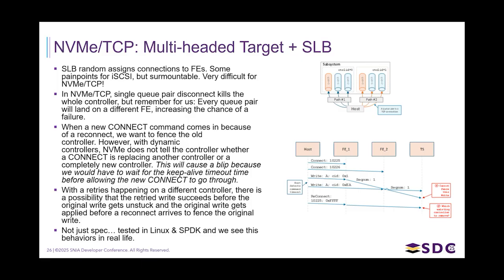So practically what happens right now in Linux and SPDK is that if one of these goes down, the entire controller will go down. This is difficult when you have random connection spreading. So in this diagram, for example, you have an admin that's running on one FE, and then you have 2 queue pairs, those are running on completely different FEs, you're much more exposed to failure.